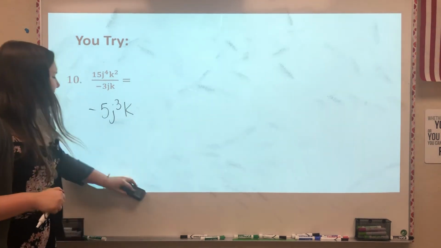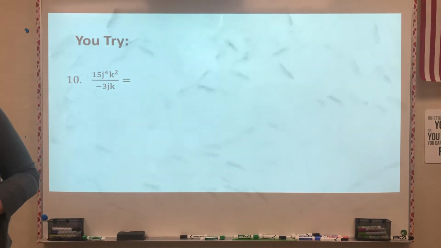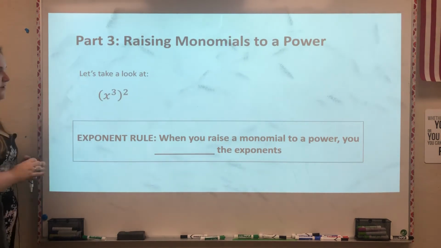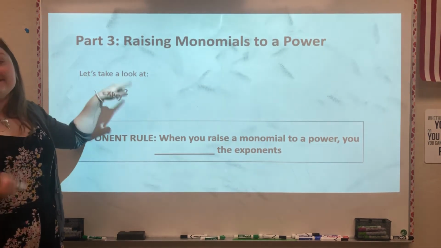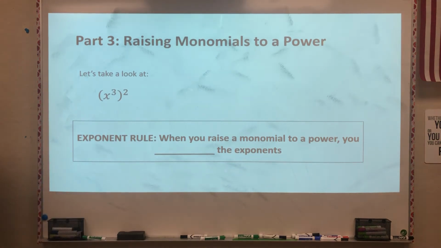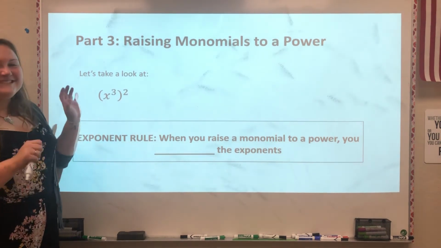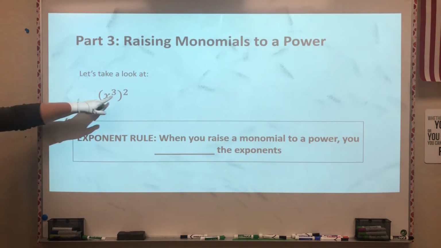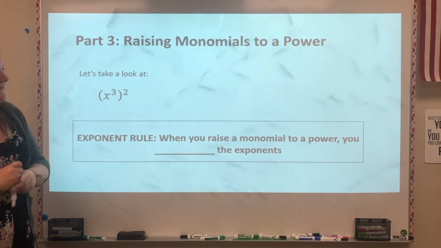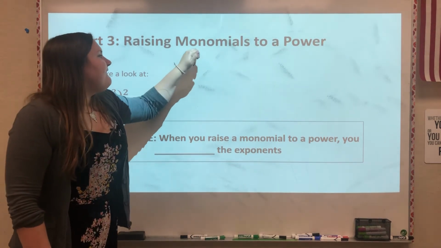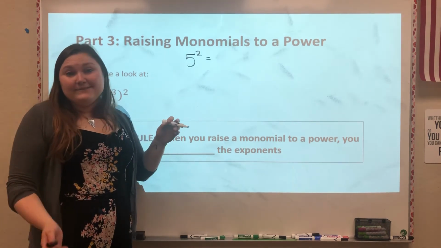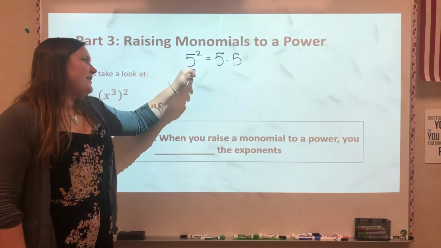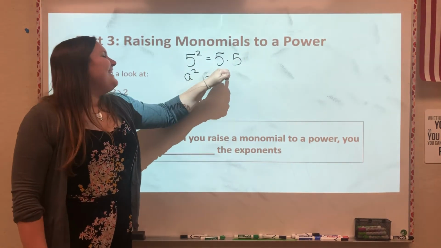The last rule we're going to look at is what you do when you have a monomial raised to a power, or where you have something with an exponent raised to another exponent. Now, just like the other ones, I'm going to use this as an example to help us figure out where this rule is coming from. And in order to do that, I want to go back to what squaring something actually means. If I give you something like 5 squared, what does that mean? Well, 5 squared means 5 times 5. What about a squared? Well, a squared means a times a.